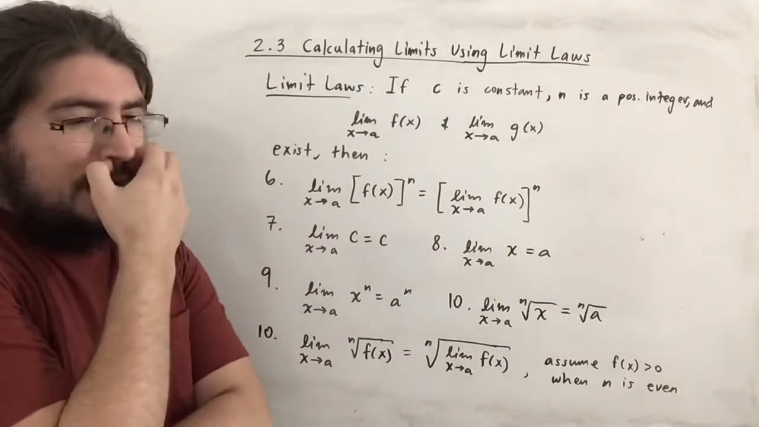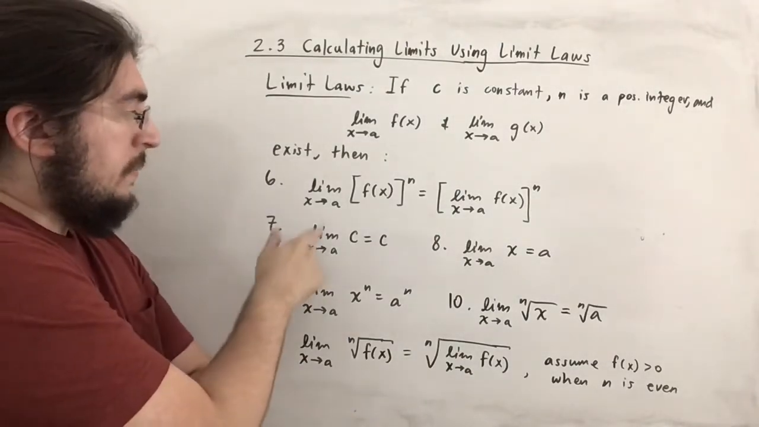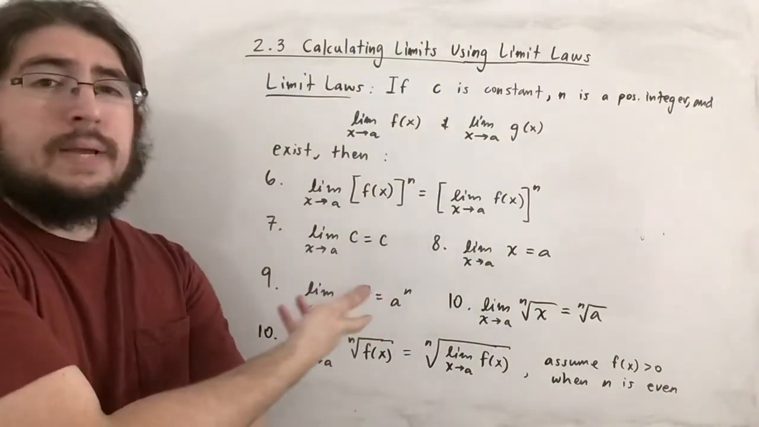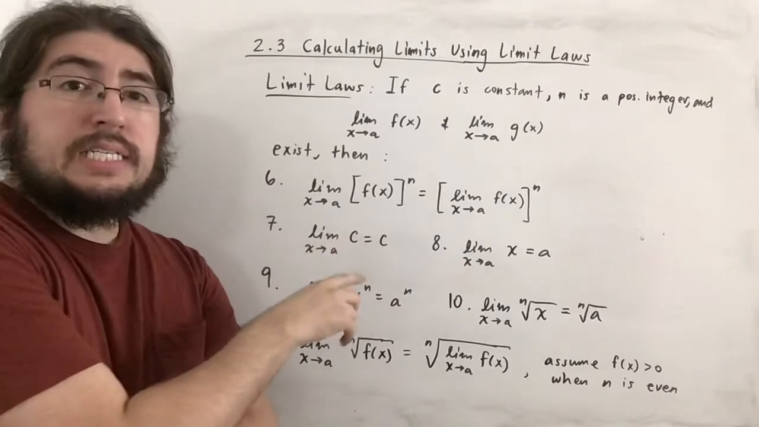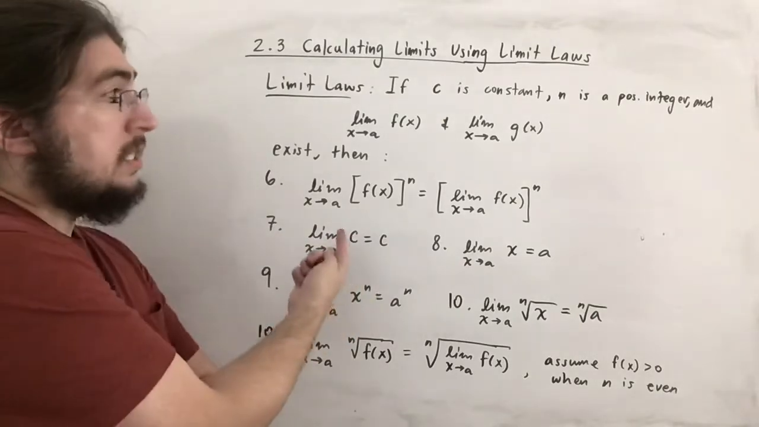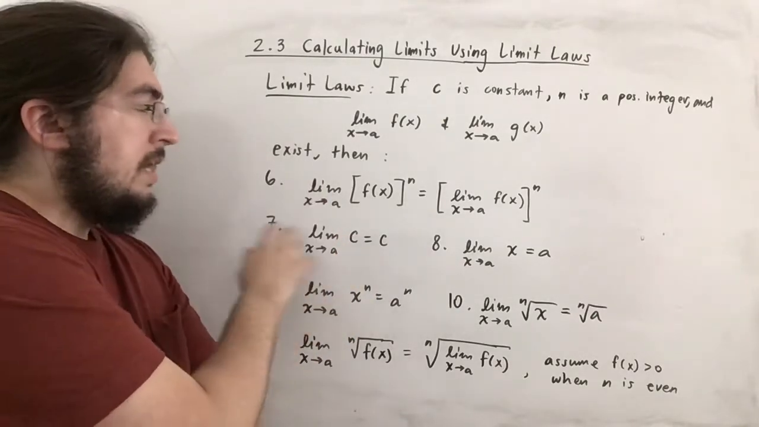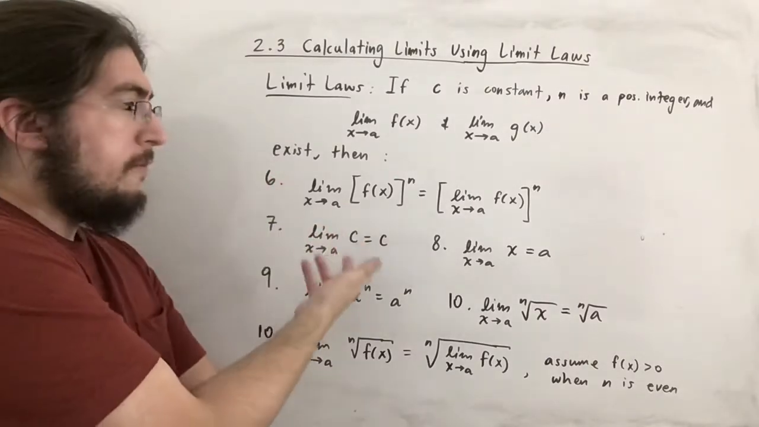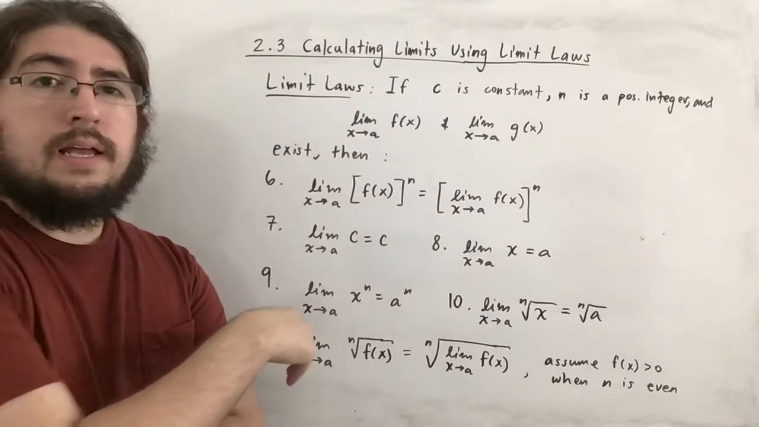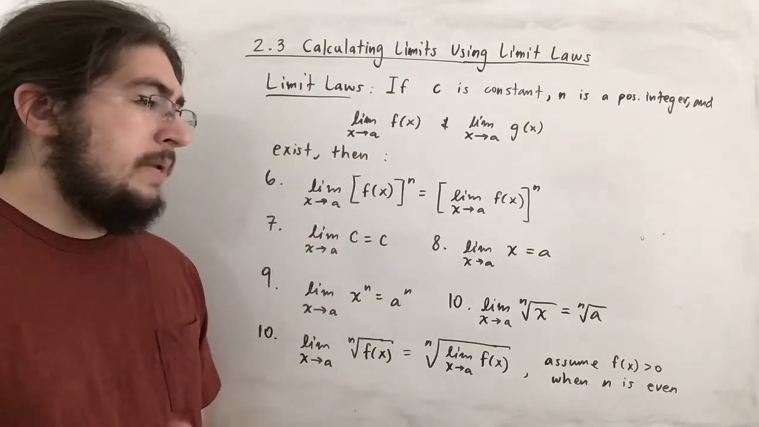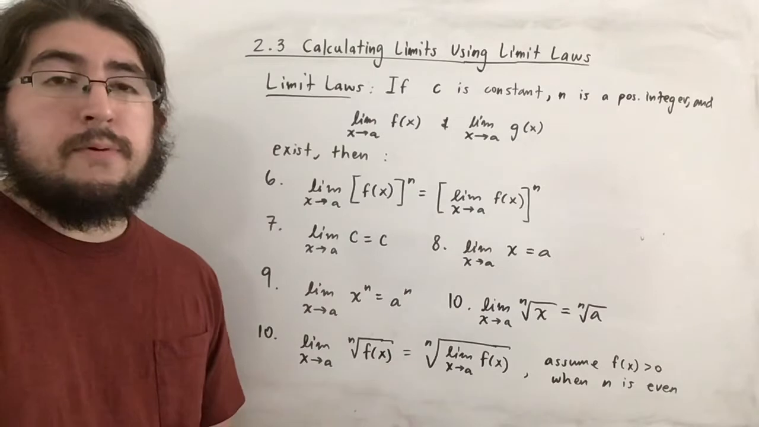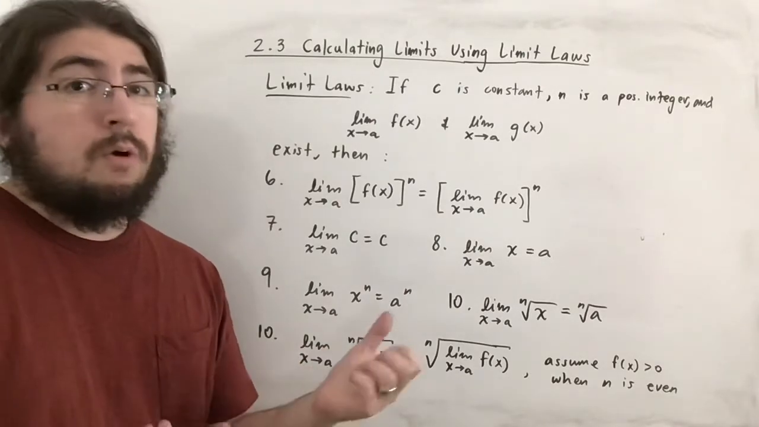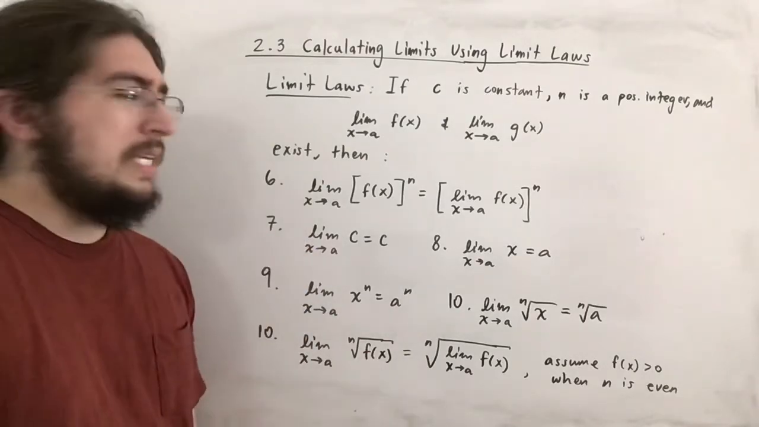Now, 7 and 8 are kind of no-brainers. 7 says the limit as x goes to a of a constant is just equal to the constant itself, which makes sense because the expression c has no x in it, and c is a constant by itself, so as x approaches any value, it doesn't really matter because c is independent of x. So for instance, what's the limit as x goes to 10 of the number 3? Doesn't really make sense because 3 is independent of x already. So 3 will always be 3 no matter what. That's kind of what 7 says.